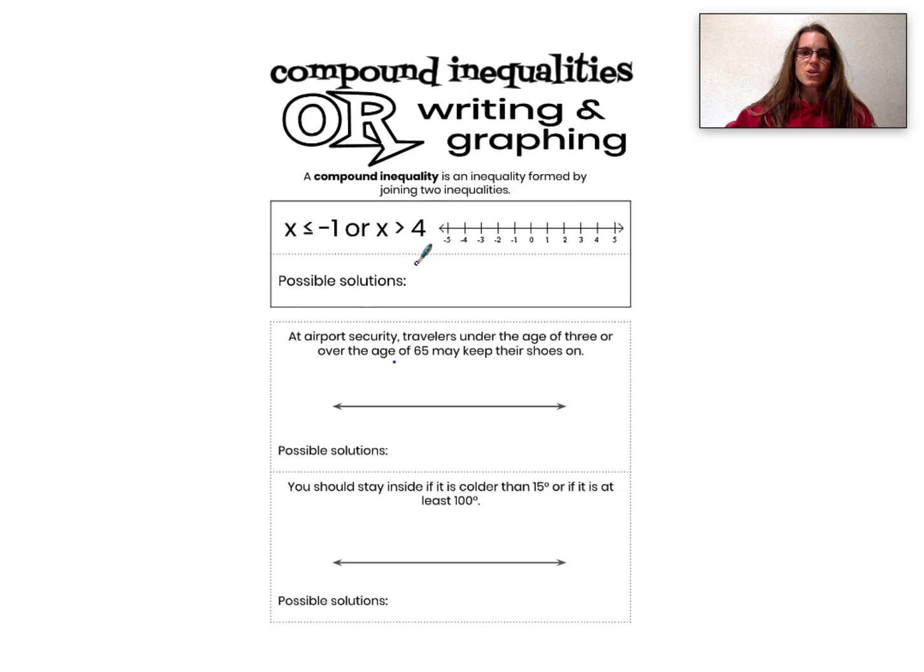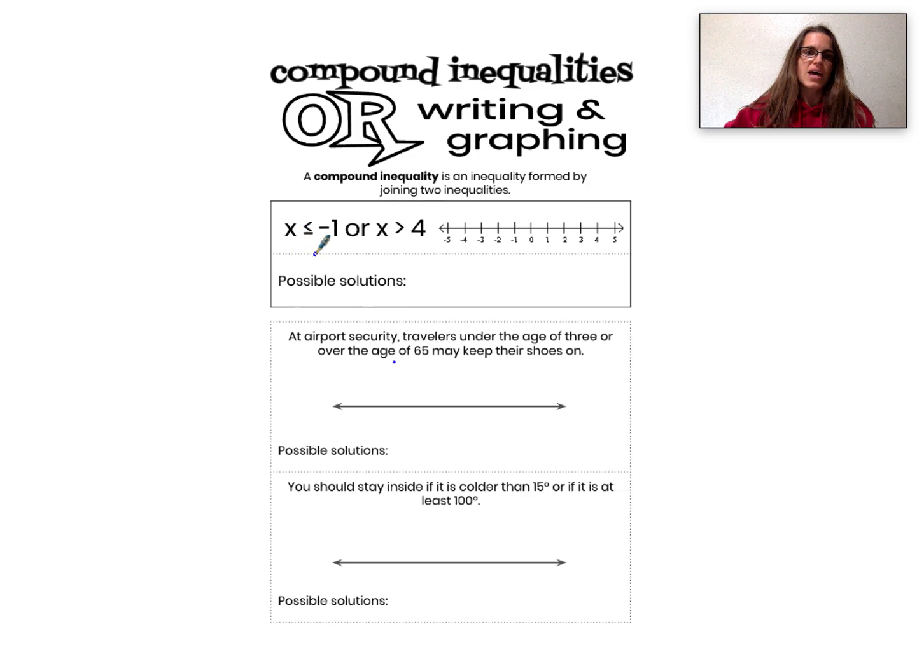A compound inequality is an inequality formed by two other inequalities. There are two types of compound inequalities: or compound inequalities and and compound inequalities. Let's look at or compound inequalities first. An or compound inequality uses the word or. We graph an or compound inequality by graphing the two separate inequalities on the same number line.